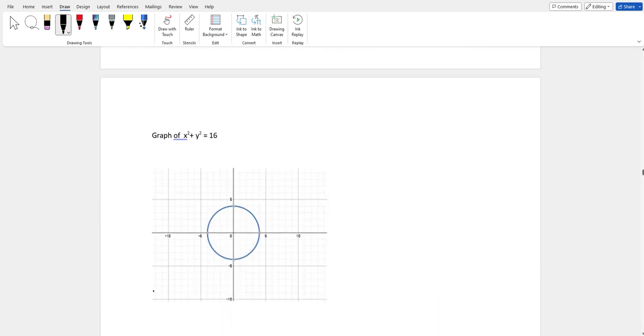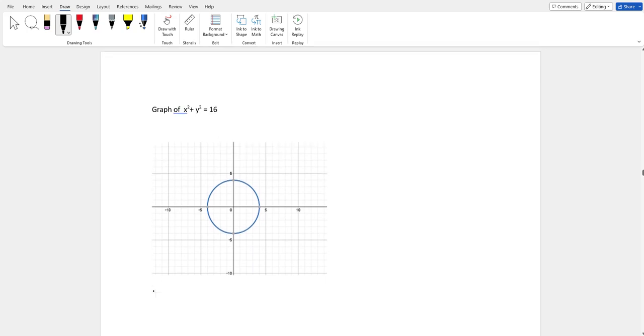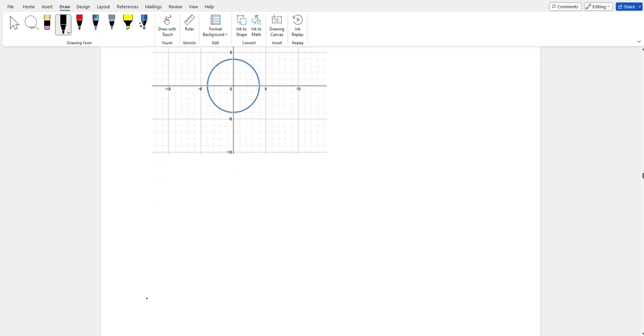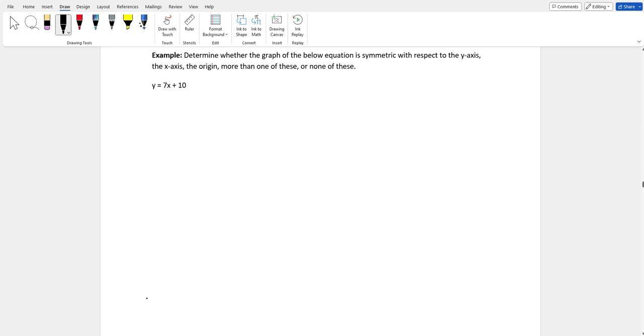Okay, this is going to be the last one for this part of the video. We have y is equal to 7x plus 10. Let's see if it's symmetric about the x-axis. I'm going to set y equal to negative y. I'm going to divide everything by negative 1. I get y is equal to negative 7x minus 10. As you can see, this is not equivalent to my original problem. So it's not symmetric about the x-axis.